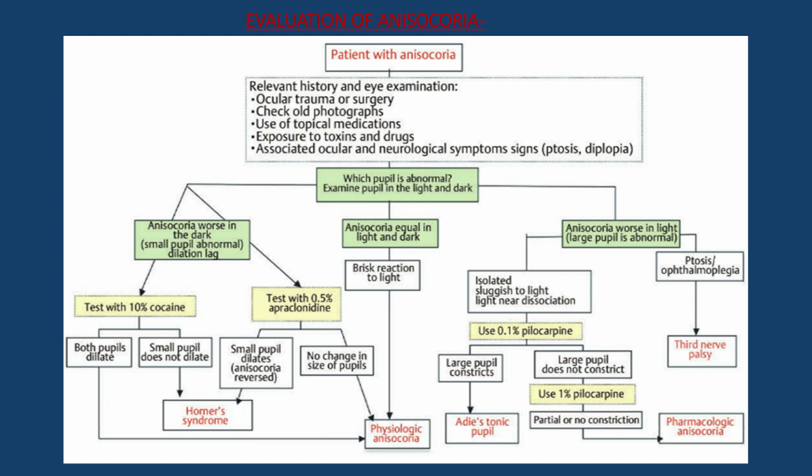If anisocoria is worse in the light and is associated with ptosis and ophthalmoplegia, then it is third nerve palsy. If there is isolated sluggish reaction to light near dissociation, use 0.1% pilocarpine. If large pupil constricts, then it is adie's tonic pupil. If large pupil does not constrict, use 1% pilocarpine. If there is partial or no constriction, then it is pharmacological anisocoria.